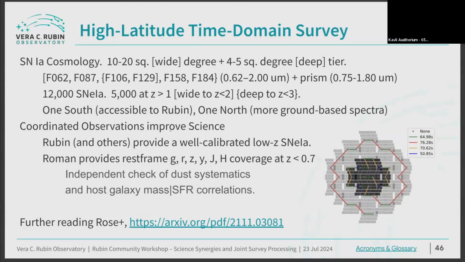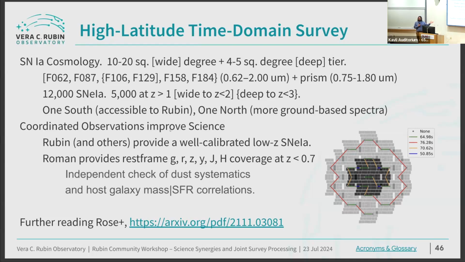I'm just a figurehead, a pretty face here, representing work done by many other people developing the high latitude time domain survey. This is explicitly for type 1a cosmology. You could be an optimist and say it's for supernova cosmology more generally, but I'm a simple person. The current plan is to do a wide and deep tier, and there are active investigations to figure out exactly how wide that should be. If wide is 10 square degrees, 20 square degrees, deep is probably 4, 5 square degrees.